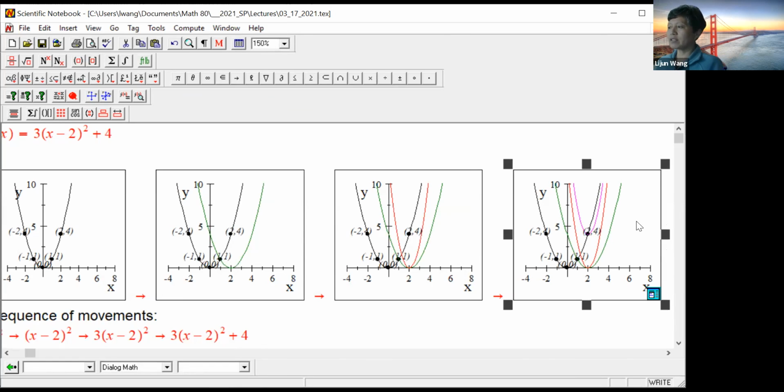And now, what is the vertex? What is the lowest point? The lowest point obviously is 2, 4. Okay, so the vertex is 2, 4, which is right at this point. Okay, they happen to overlap. So far, so good. Do you want to try one?